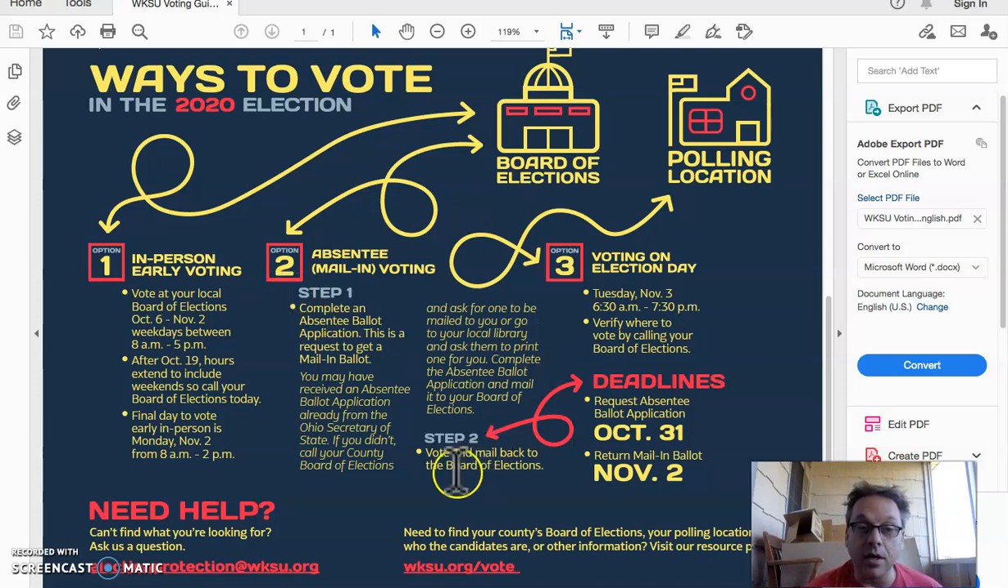Step 2 then, once you get the actual ballot, right? That is the piece of paper that you are voting on. You're going to vote, mark all of the people and things you're voting for, and mail it back to the Board of Elections. Okay? That's the second way.